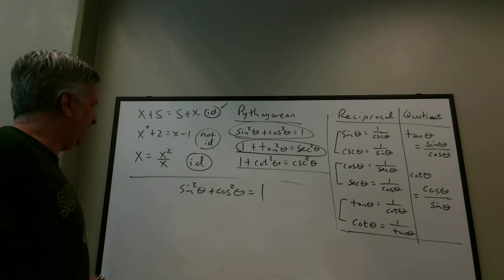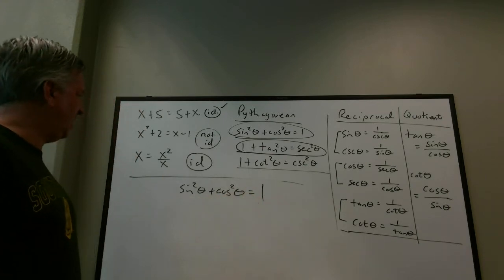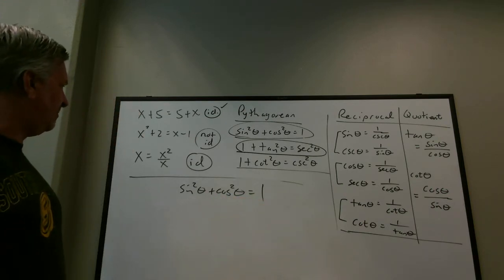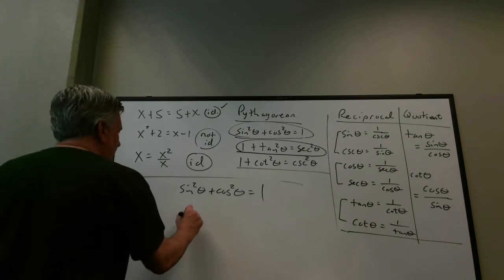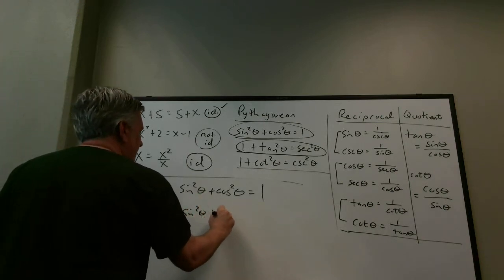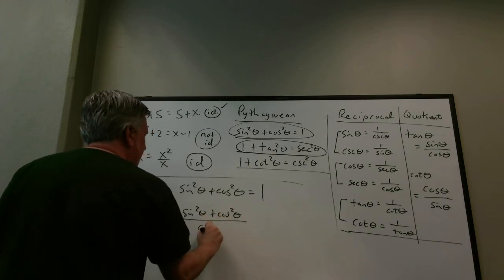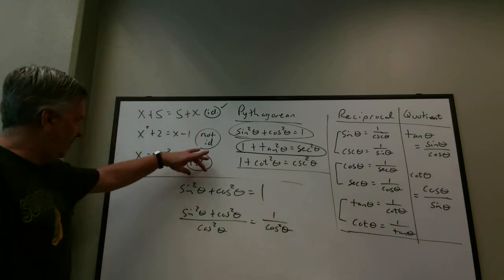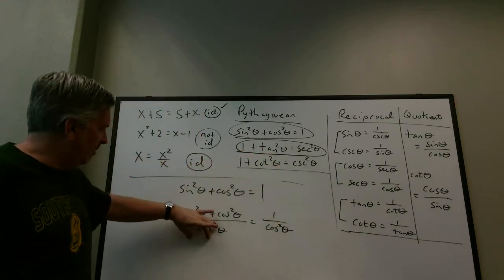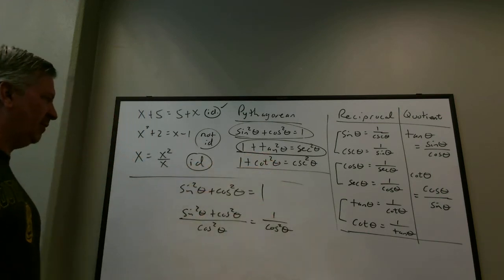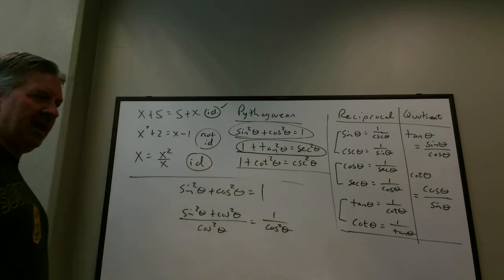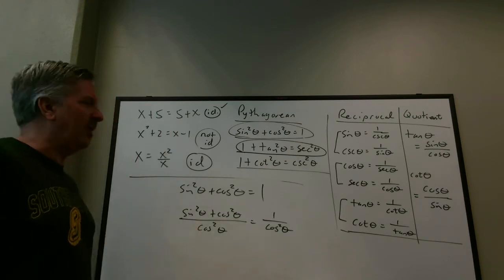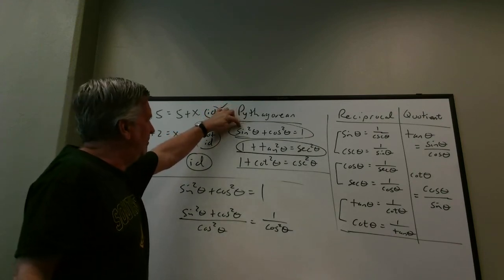Well, if this is equal to this, I could divide both sides by the same thing and get another valid identity. So in particular, I'm going to divide both sides by cosine squared theta. I'm starting with that, and I'm going to divide both sides of this equation by cosine squared theta. If this is equal to 1, that divided by cosine squared is 1 over cosine squared. That's a new identity. That's what we're going to do a lot in this course: have an identity you know and then make a new identity from it.